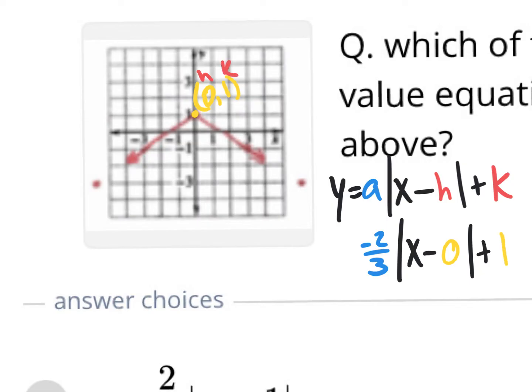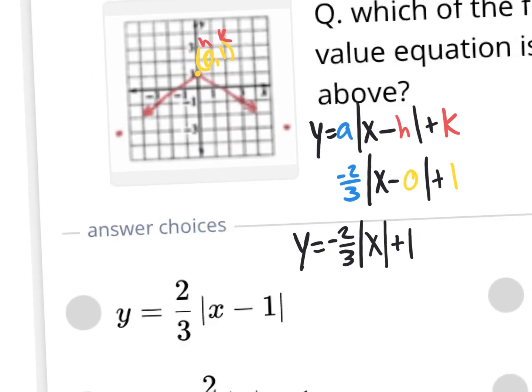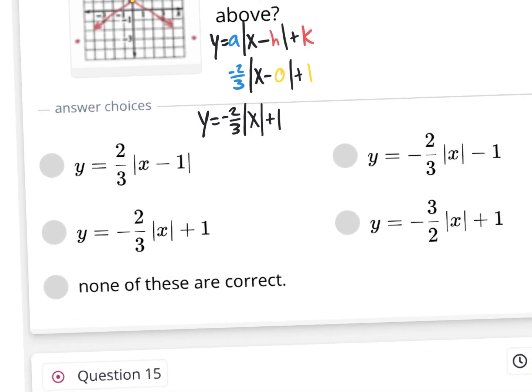So our simplified function will look like this. y equals negative 2/3 absolute value of x, close absolute value. You don't need the minus 0, plus 1. Okay? That is your absolute value equation. Let's look for it, and that would be this one right here: y equals negative 2/3 absolute value of x plus 1, right there.